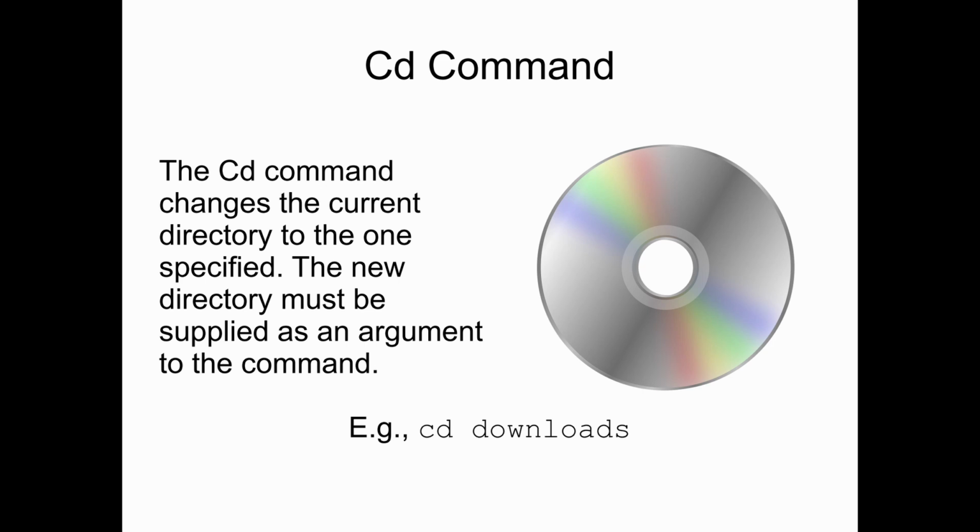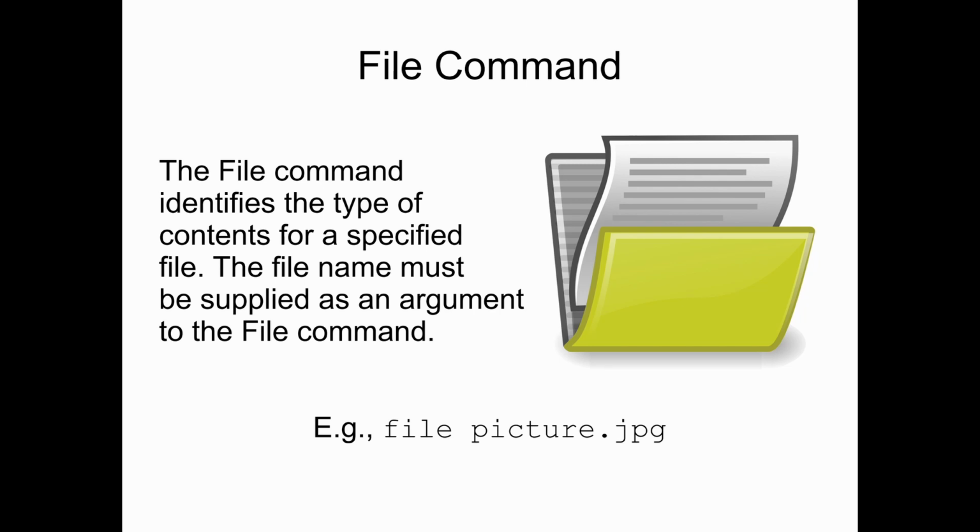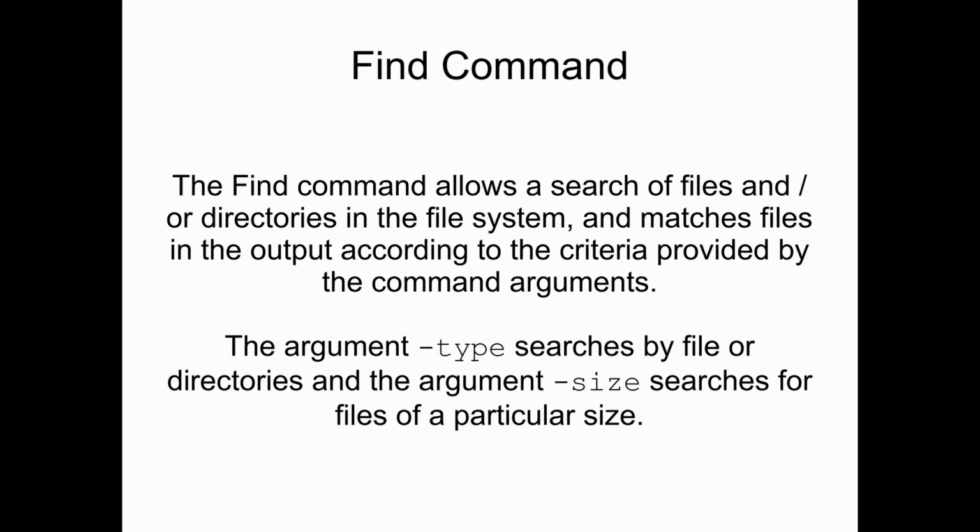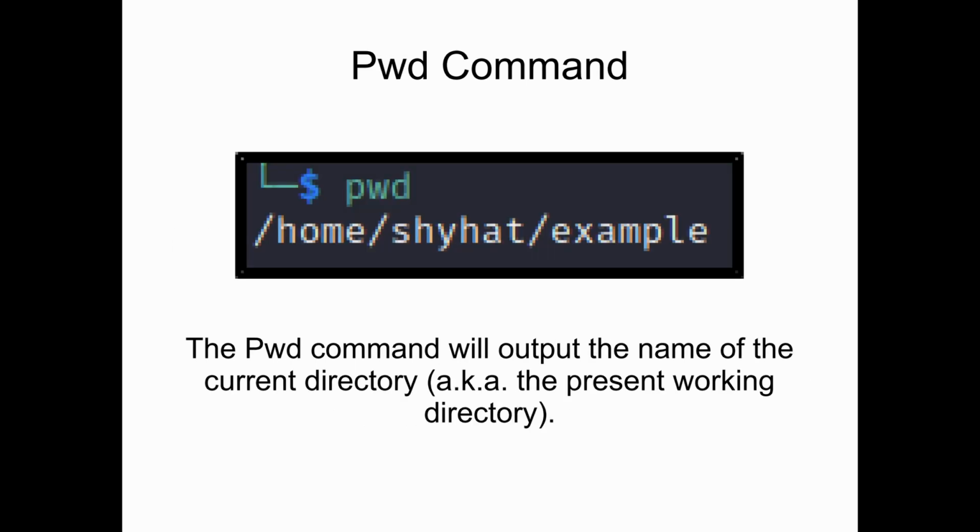The cd command changes the current directory to the one specified. The new directory must be supplied as an argument to the command. The file command identifies the type of contents for a specified file. The file name must be supplied as an argument to the file command. The find command allows a search of files and/or directories in the file system and matches files in the output according to the criteria provided by the command arguments. The argument -type searches by files or directories, and the argument -size searches for files of a particular size. The pwd command will output the name of the current directory, also known as the present working directory.